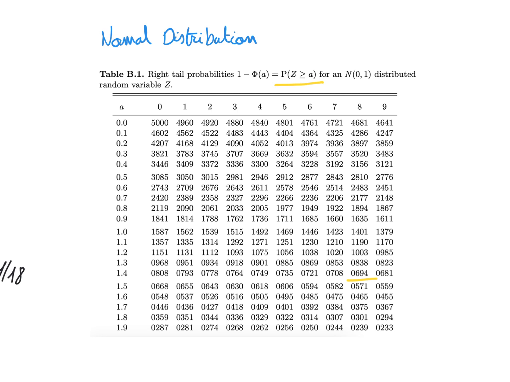We wanted to compute the probability that z was at least 1.94. Well, we can find the first part of that particular value here, 1.9, and then we look in the top row for the second decimal, the decimal 4, and that's over here. So that means that the probability that we are looking for is equal to 0.0262.